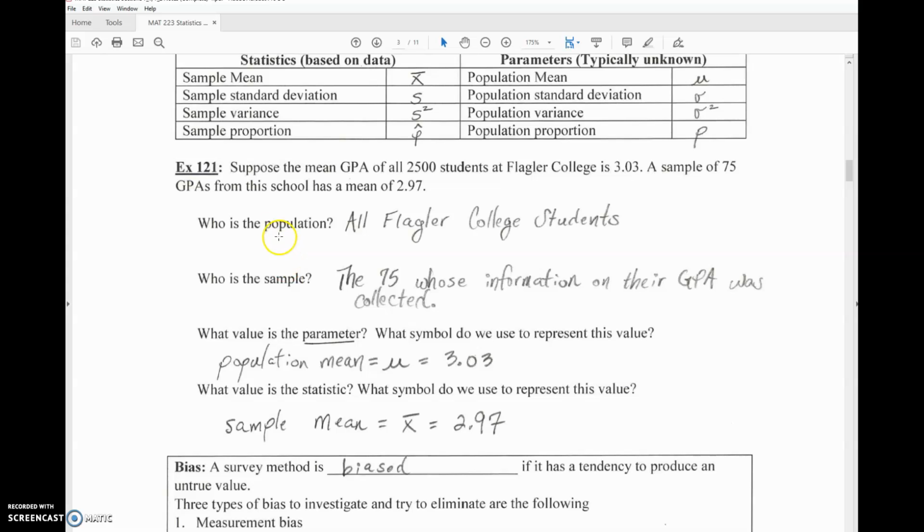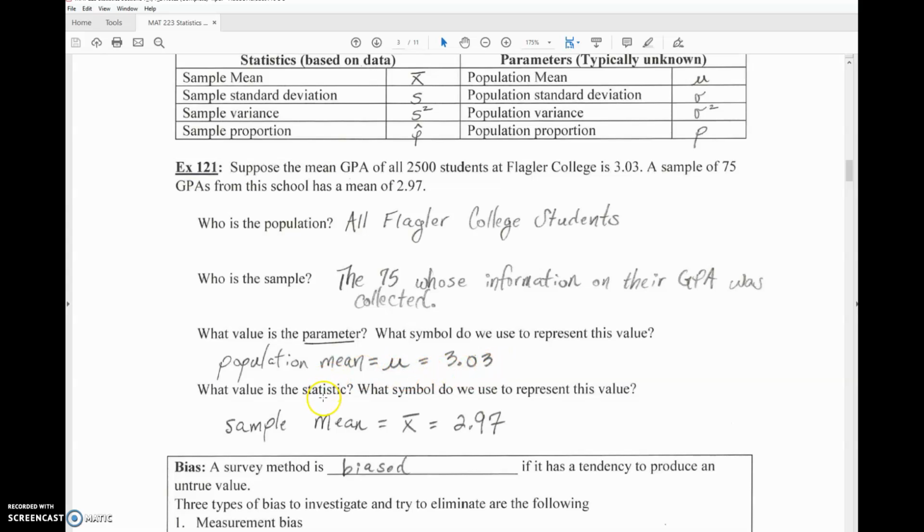Okay, example 121. Suppose the mean GPA of all 2,500 students at Flagler College is 3.03. A sample of 75 GPAs from this school has a mean of 2.97. So the population that we're looking at is all Flagler College students. The sample is the 75 whose information on their GPA was then collected. Now the parameter, which is the population mean GPA or population mean, mu, is 3.03.